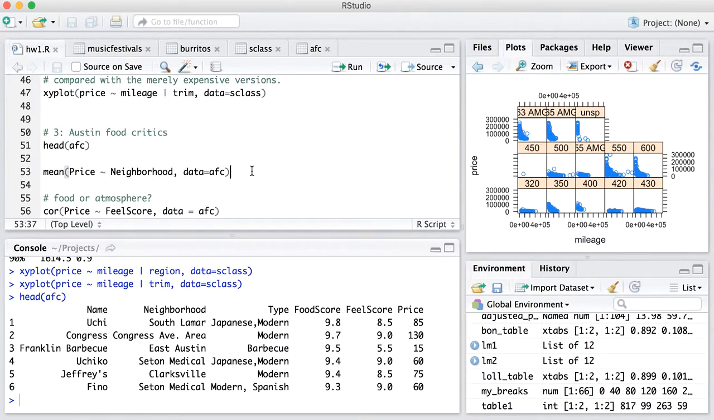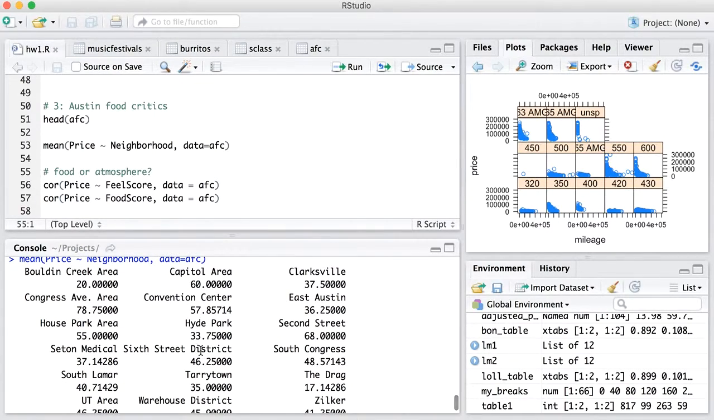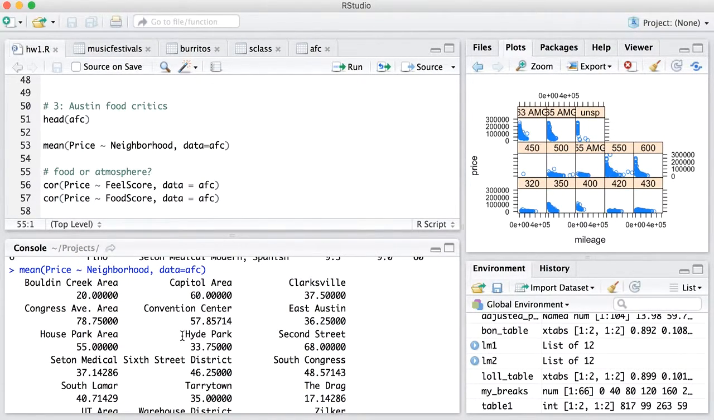Okay, so the first thing you were asked to do is to just figure out which were the most expensive restaurant neighborhoods on average, and we just compute the mean. This function right here will say take the price stratified by neighborhood and compute the mean price within each neighborhood. And if you see what gets spit out to the screen here, you just kind of pick out by eye here.